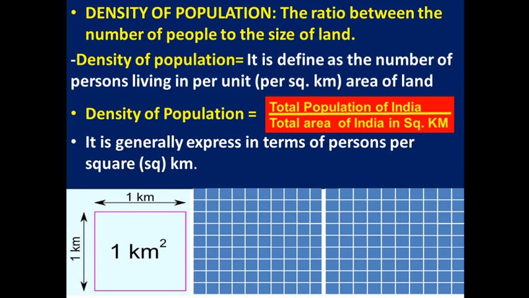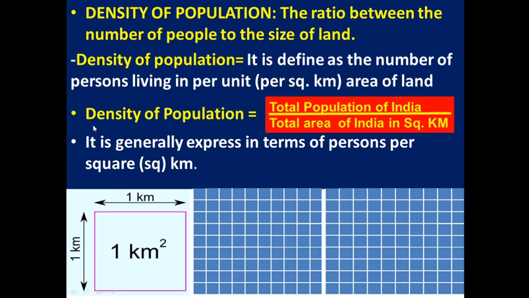Now the next topic we are going to discuss is the density of population. First, we are going to learn the meaning of density of population. Density of population means the ratio between the number of people and the size of land. It is defined as the number of persons living per unit area. Here the unit area is square kilometer of land. So both definitions mean the same.